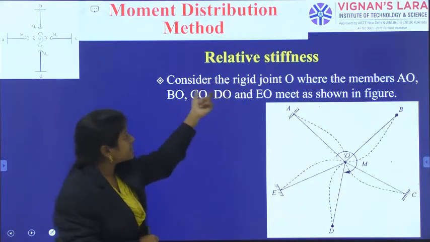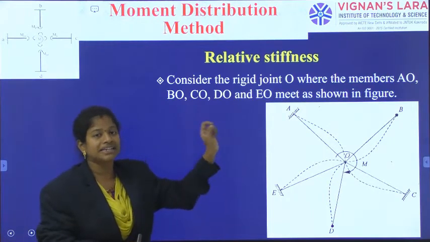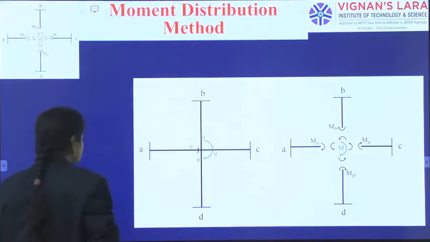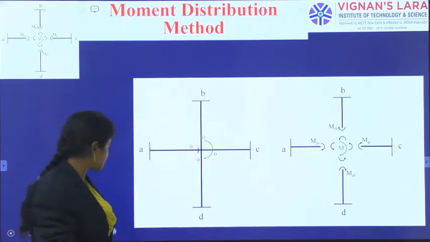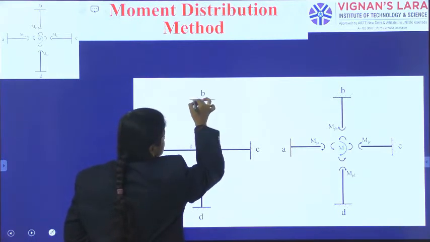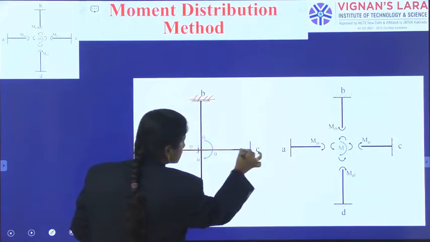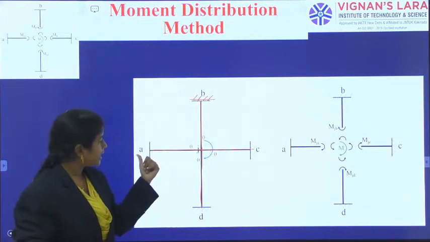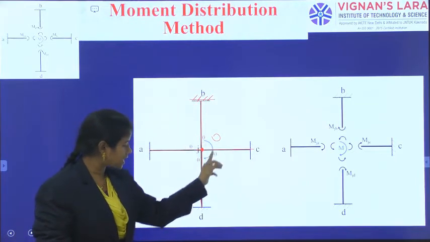Relative stiffness calculation. Consider the rigid joint O where the members AO, BO, CO, DO and EO are rigidly connected at the joint O, as we have already shown in the figure. Now, you can observe this picture. Just now we mentioned it is fixed. Maybe for some other example, the member is like this. So, the main members were AB, A to O joint and O to B, O to C and O to D.